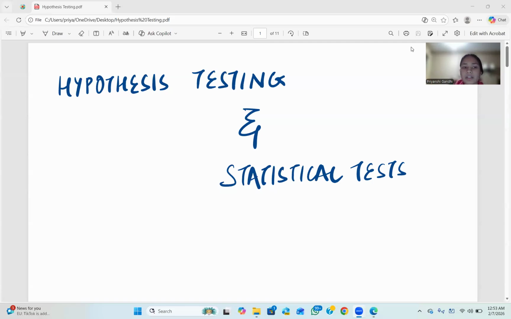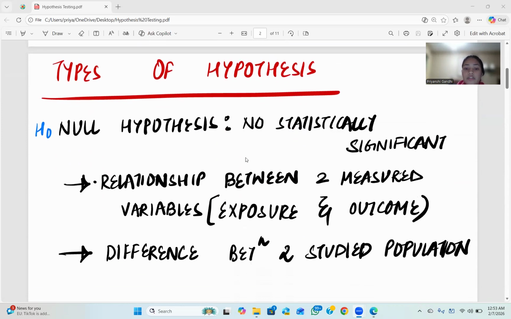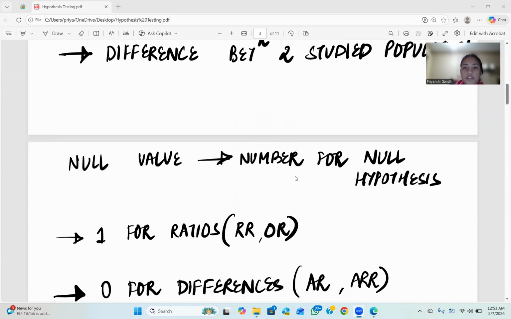Hi, so today we are going to talk about hypothesis testing and statistical tests. We have two types of hypothesis. The H naught or null hypothesis states that there is no statistically significant relationship between two measured variables, like exposures and outcome, or there is no statistically significant difference between two studied populations.